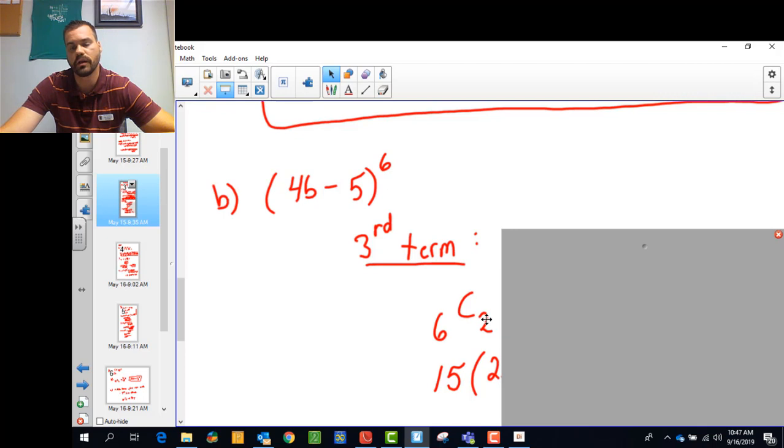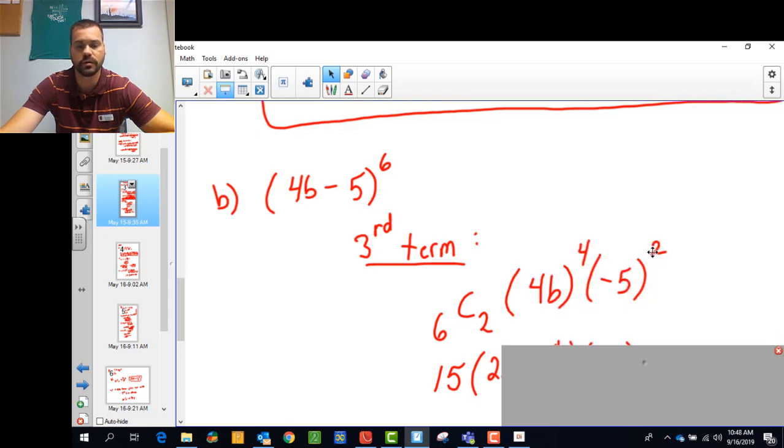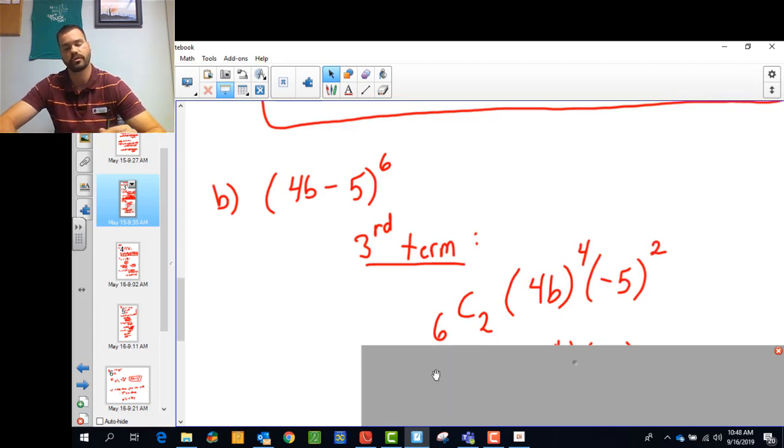And then what we do is we say, okay, we know that the 2 here matches with the second term's power. So the second term, minus 5, is going to be squared because it matches that. And then if that's the case, because the powers have to add up to 6, then that has to be 4. So we have 6 choose 2, 4b to the 4th, and minus 5 squared. That's our third term. Okay, and then you just have to work that out.